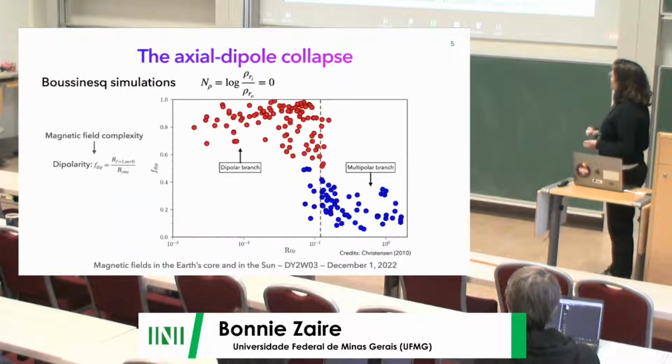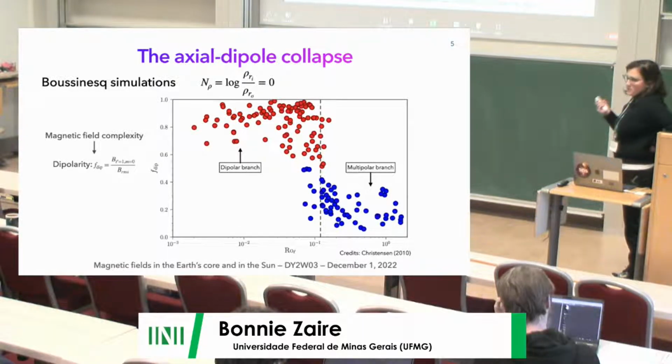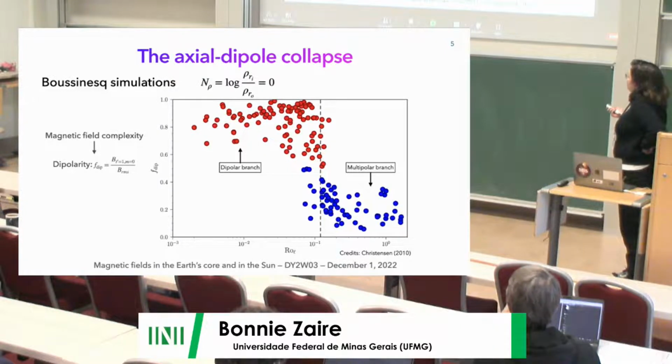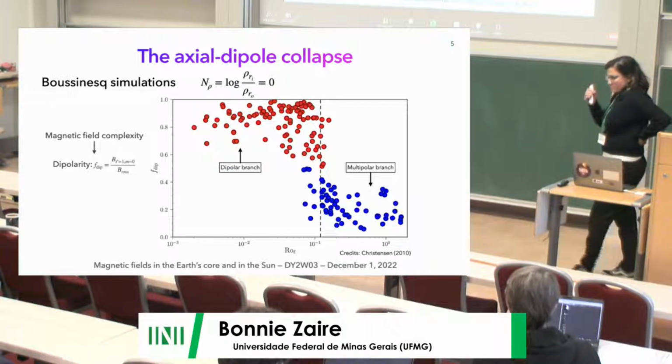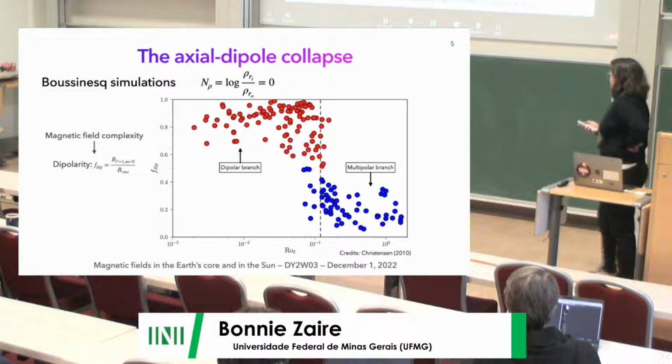So if we look for that, first starting with Boussinesq simulations, we have here the simulations of Uli in 2010. We have a constant density, and we can see clear two branches here depending on the Rossby number. We have a dipolar branch for a Rossby number roughly below 0.1, and a transition to a multipolar branch as inertia starts to play a larger role in these dynamics.